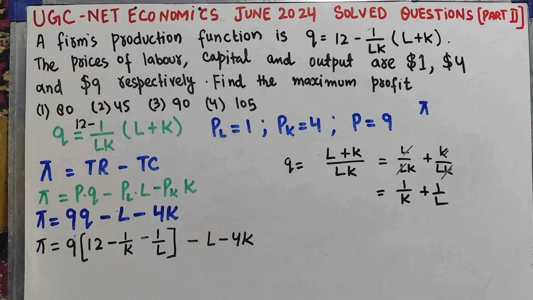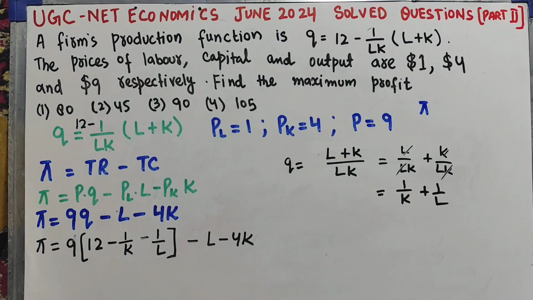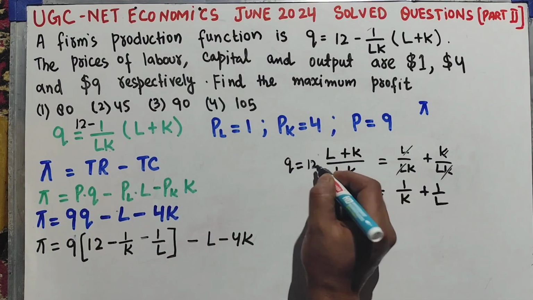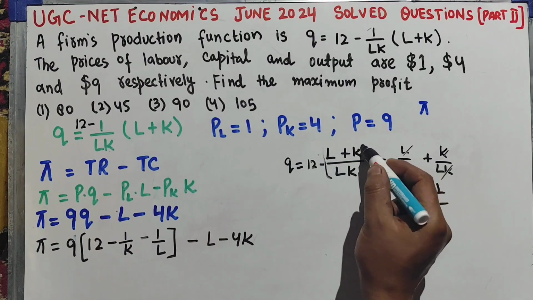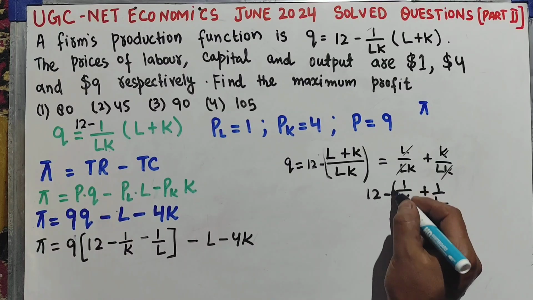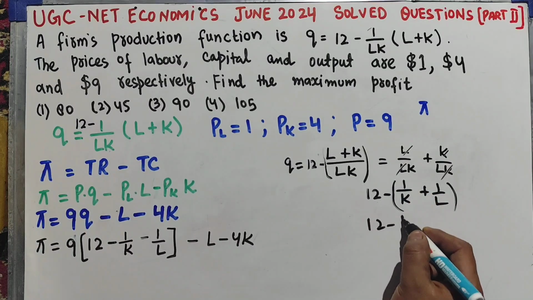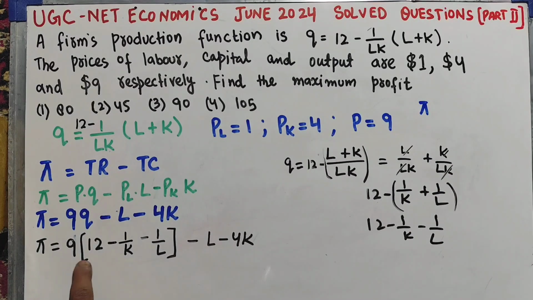What I have done here, I have simply expanded this in this form. So actually we were having 12 minus this setup. Okay, so this minus applies to each of these terms, so it becomes 12 minus 1 upon K minus 1 upon L. I forgot to mention the 12 in the production function. So this is our 12 minus 1 upon K minus 1 upon L, and we multiply it by the price of output, that is 9. This is our profit function.